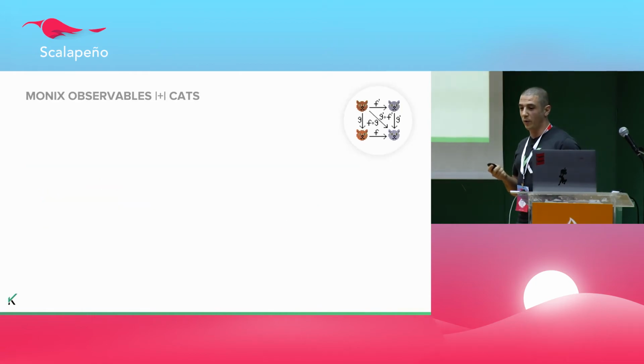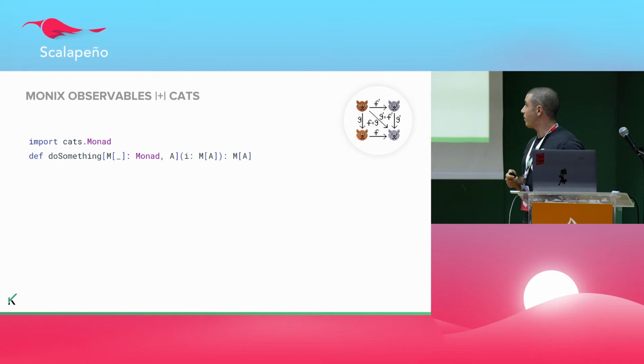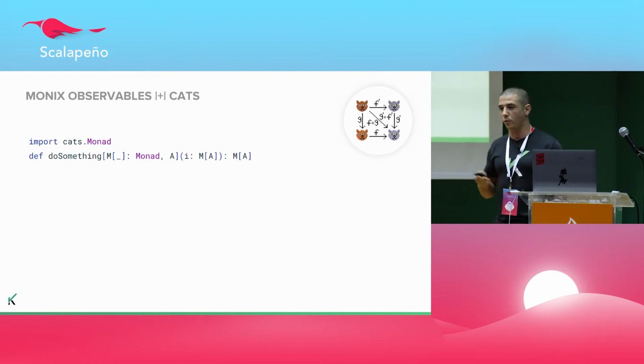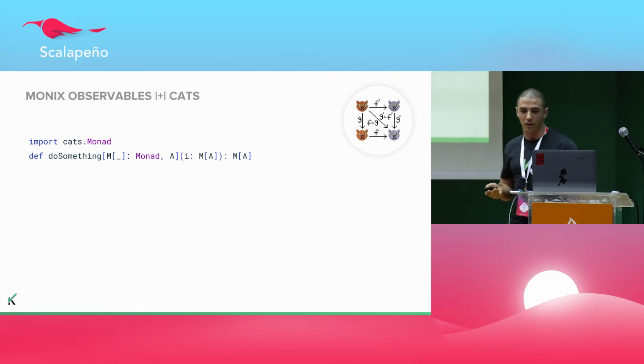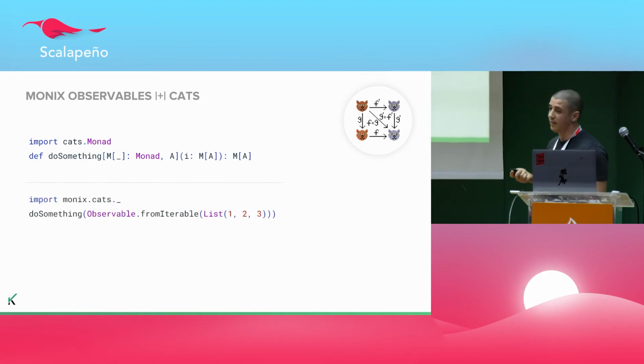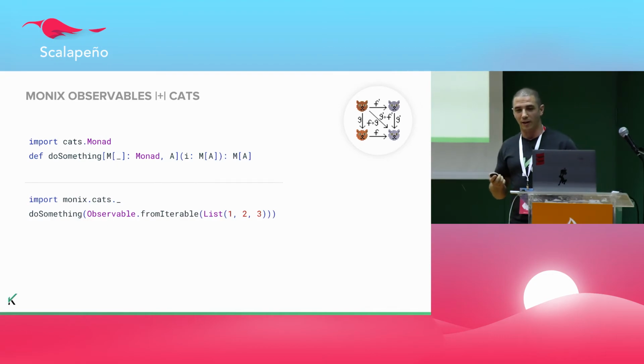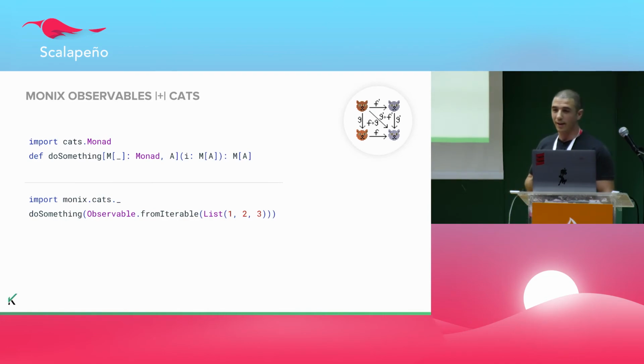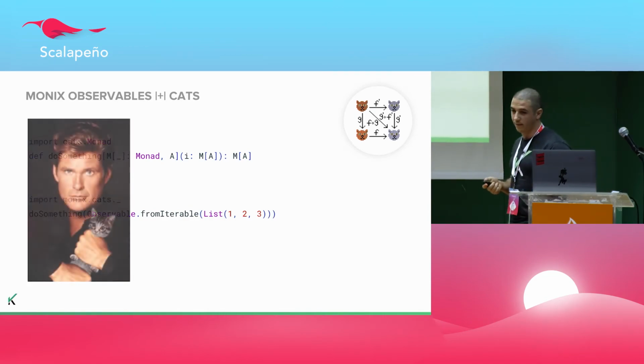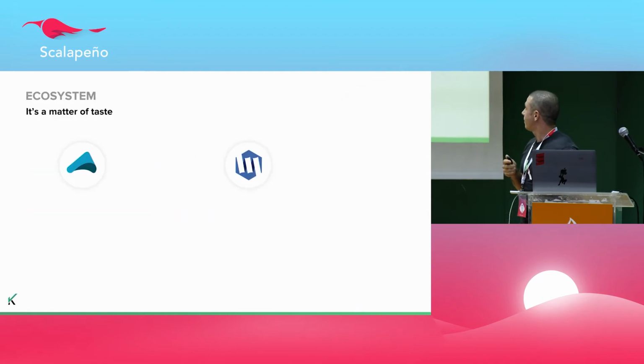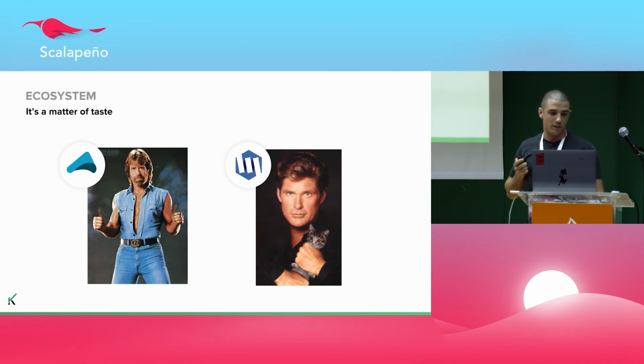Monix integrates nicely with Cats. So imagine that we have a method that expects a Cats monad. Now, if you don't know what a monad is or what Cats is, it doesn't matter. You can just look at it as another type class. This is basically all we need to do in order to have a type class for a monad with Cats, in this case, for observables, Monix observables. And it's really awesome if you're working with Cats. It blew my mind. So this is basically a matter of taste, and there's no clear-cut winner.